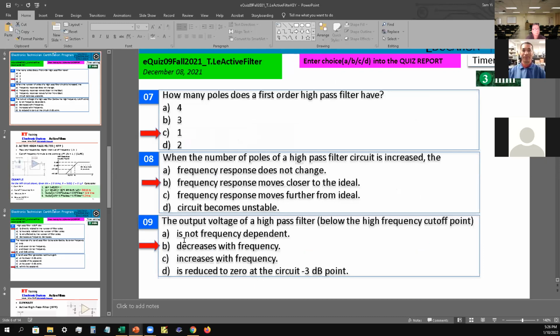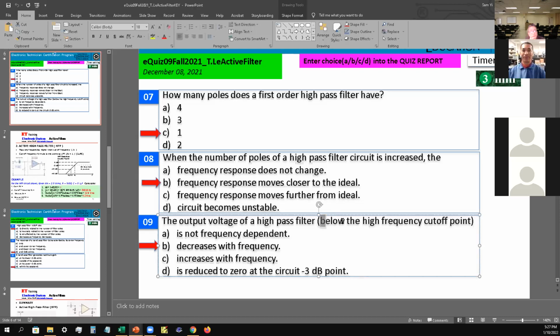But at the same time, if we look at C, increases with frequency, because the way I read it is it increases with increased frequency. I think both answers are correct. I read it the same way. So it's below the cutoff frequency, that means we're decreasing in the frequency.